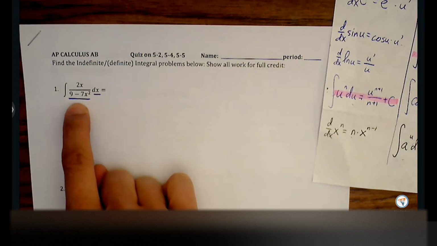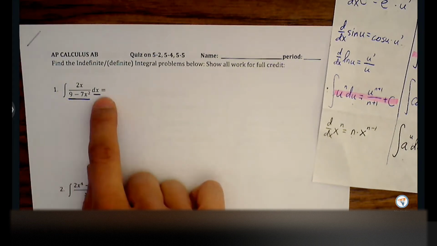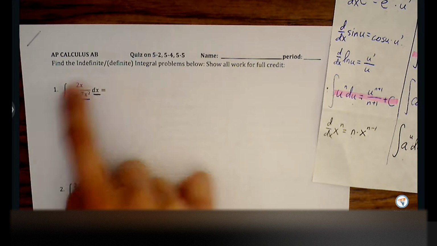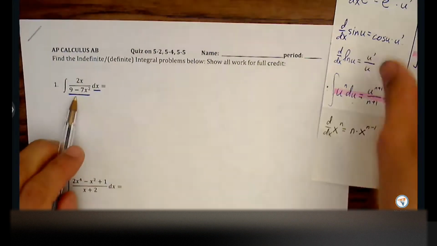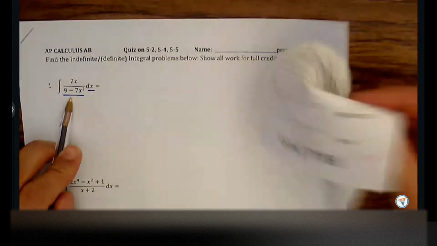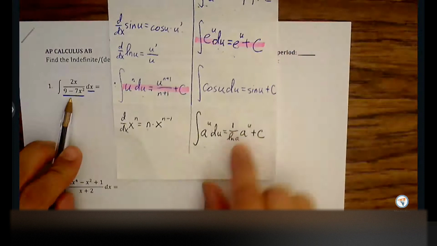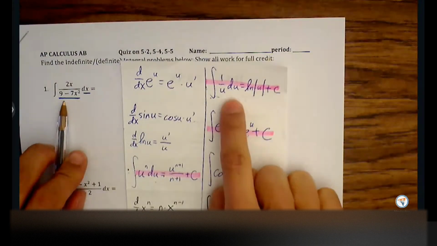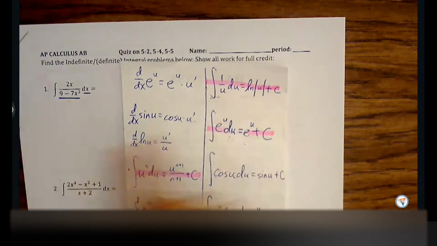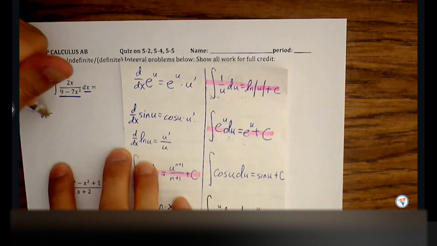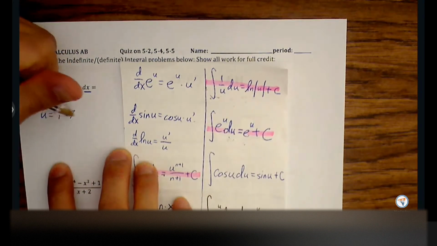We'll let the U value be the 9 minus 7x squared, and we're going to try to cancel the dx out. The hope is that if we let this be the U value, maybe we can get this to look like this rule here, this 1 over u du. All right, so we let the U value be 9 minus 7x squared.